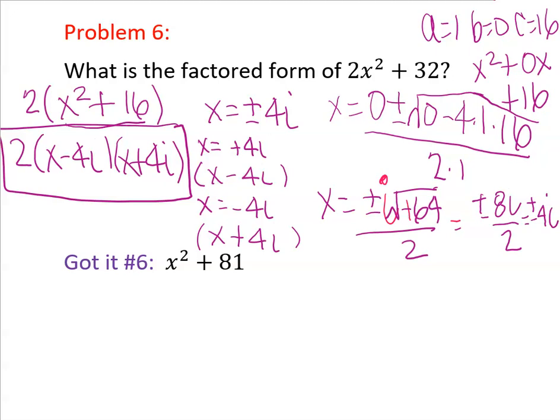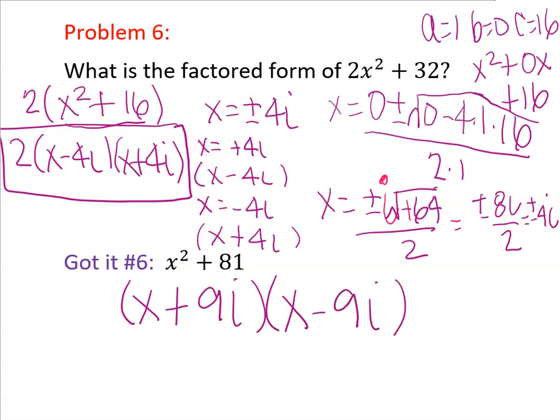Now let's do one more so you can see it without all the quadratic stuff, okay? When you look at 81, what do you think the numbers are? 9 and 9. So what do I need to go with it? When there's no middle terms, I, especially if it's positive. If it's negative, that's a whole different deal. So you're going to do x plus 9i, x minus 9i.